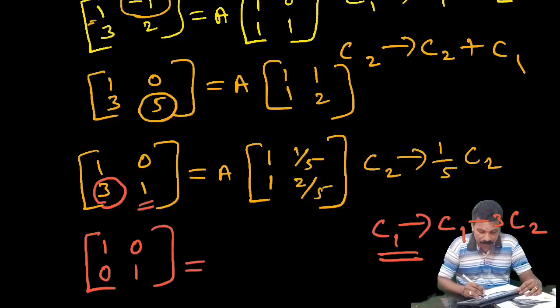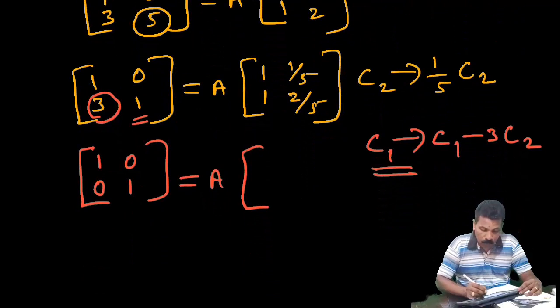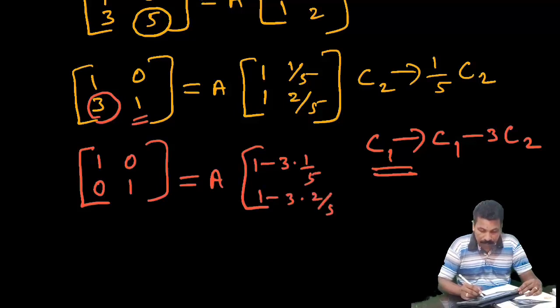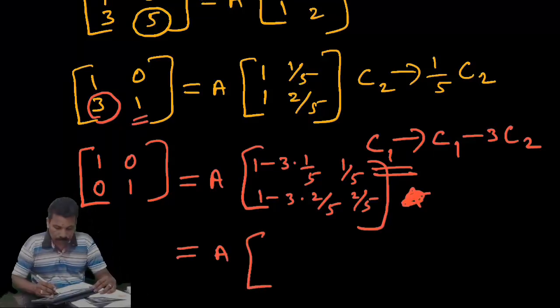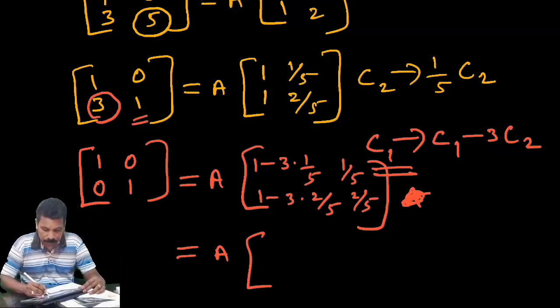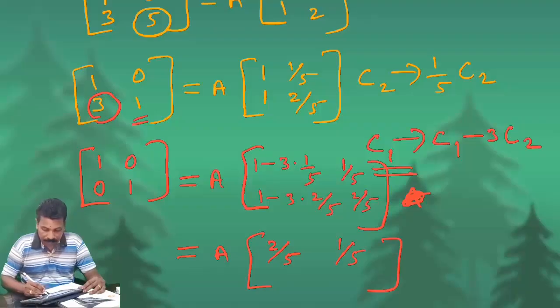So target is identity matrix. And then here you can operate the same thing. So what we have to do? That is 1 minus 3 into 1 by 5. 1 minus 3 into 2 by 5. And second column no change. So 1 by 5, 2 by 5, and in. So that is equal to A into, now we can operate, that is 1 minus 3 by 5. So that is 2 by 5, then 1 by 5, and you can see that is negative 1 by 5. Negative 1 by 5, then 2 by 5.